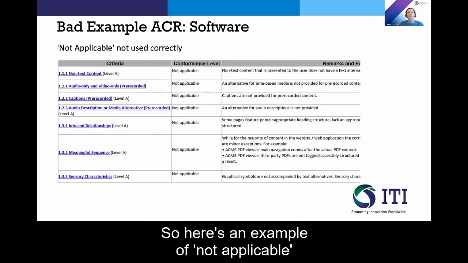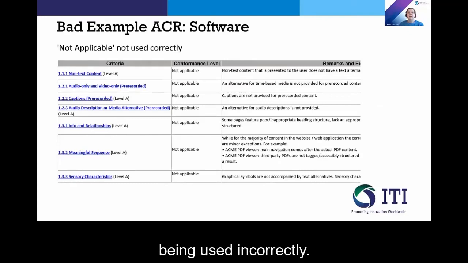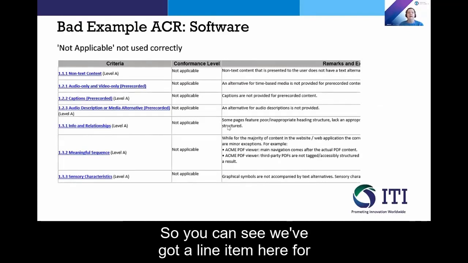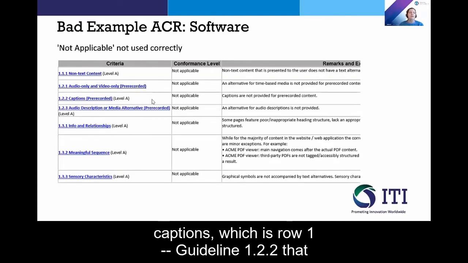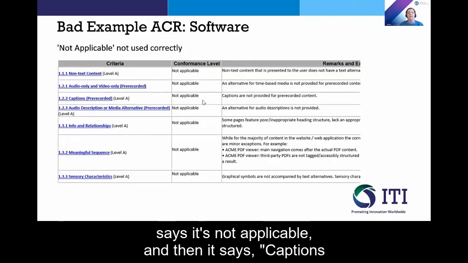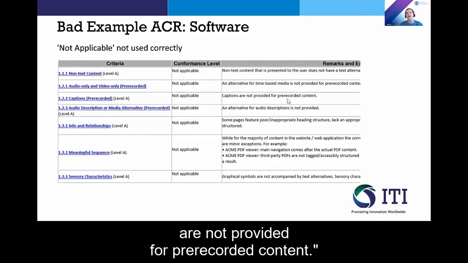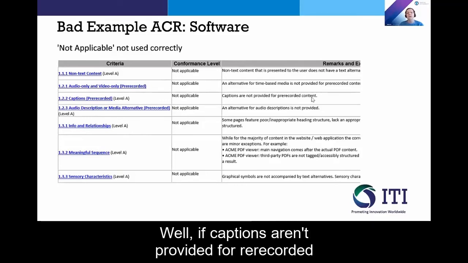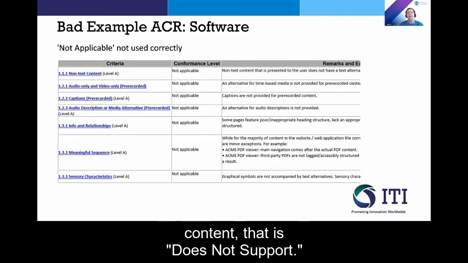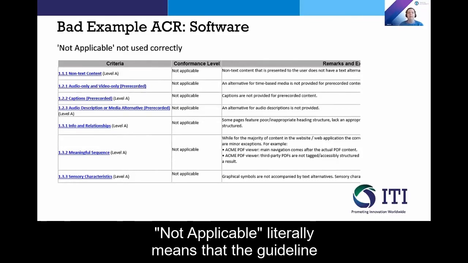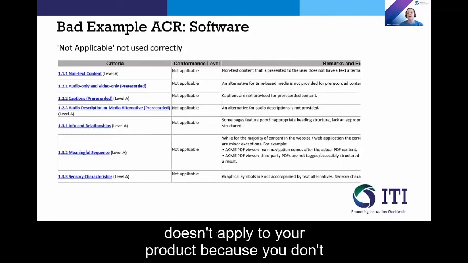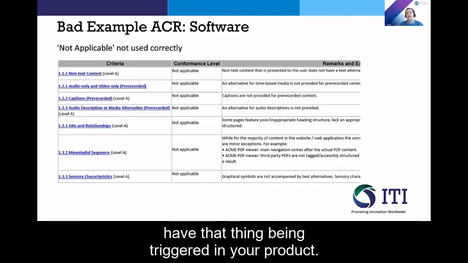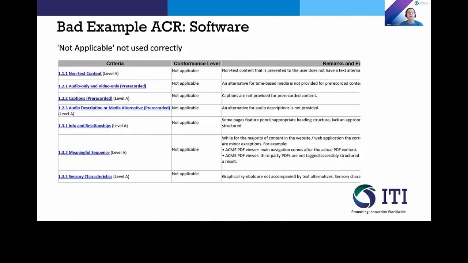So here's an example of not applicable being used incorrectly. You can see we've got a line item here for captions, which is guideline 1.2.2, that says it's not applicable, and then it says captions are not provided for pre-recorded content. Well, if captions aren't provided for pre-recorded content, that is does not support. That is not not applicable. Not applicable literally means that the guideline doesn't apply to your product because you don't have that thing being triggered in your product.